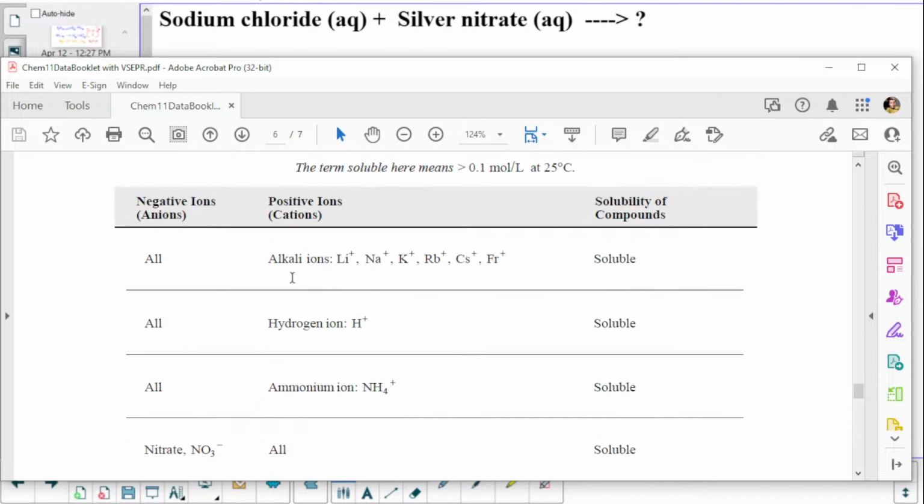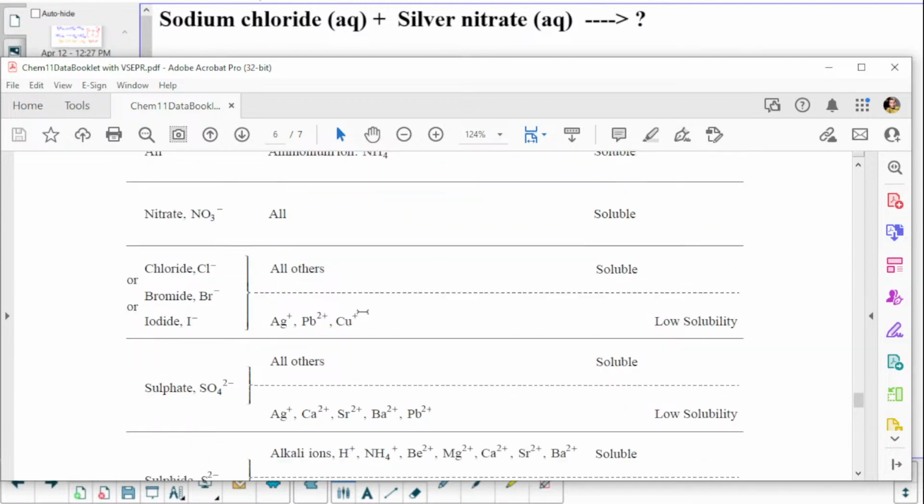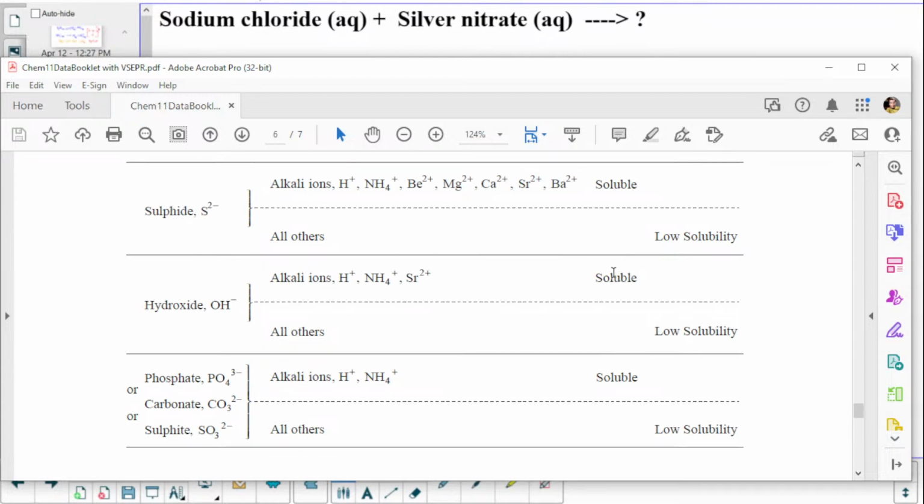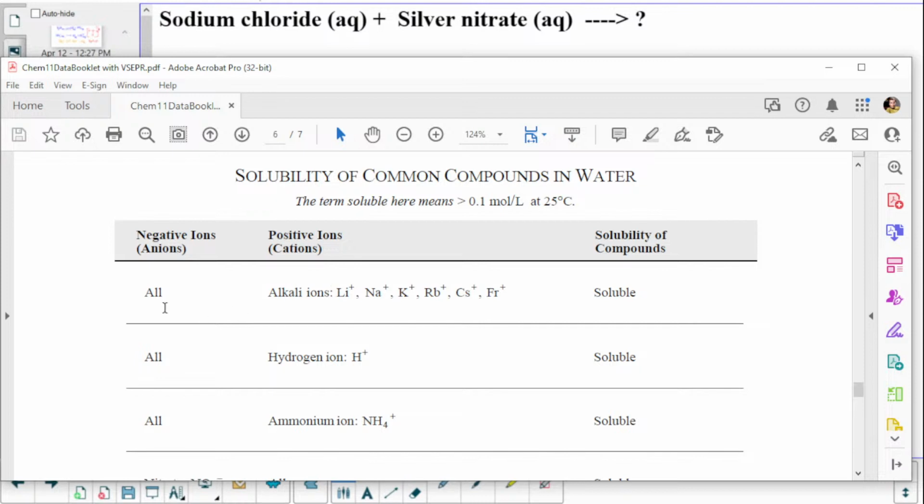Alkali ions. They list the alkali ions for you at the very top. They're lithium, sodium, potassium, rubidium, cesium, and francium. It's all that first column there. But for all the later ones, they just say alkali ions and assume that you know what those are, so you can look them up. So with these ones in particular, where they say alkali ions, low solubility, or alkali ions, soluble, and all others, low solubility, you've got to double check that it's not in the alkali ions, because alkali ions are soluble with everything. So whenever you see sodium, it's going to be a soluble compound.